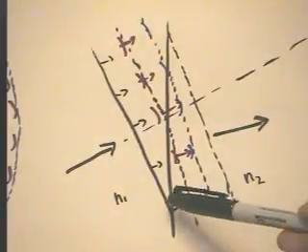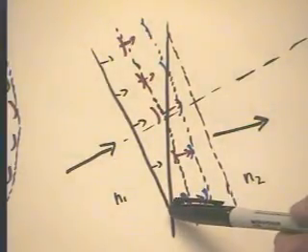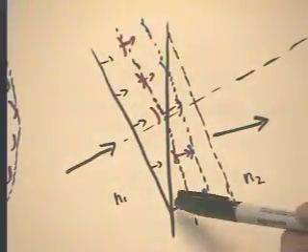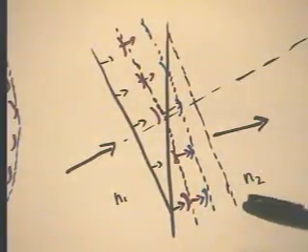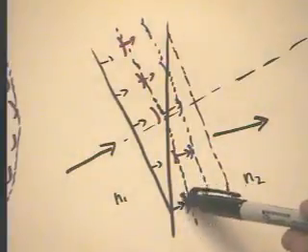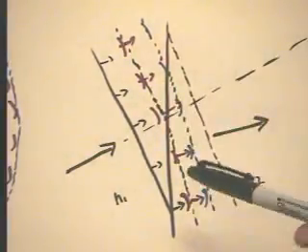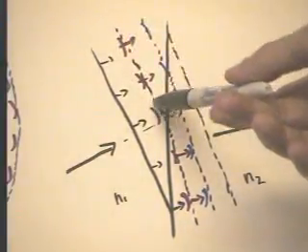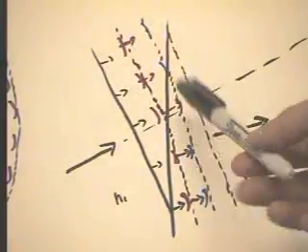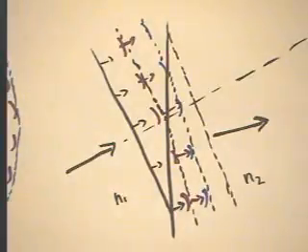And this wavelet that comes from a point that was originally at the interface moves all the way in the medium with index of refraction N2. It doesn't move nearly as far as this. This causes the envelope of the waves to take this direction here and another direction here, and it's going to turn the wave in this direction.